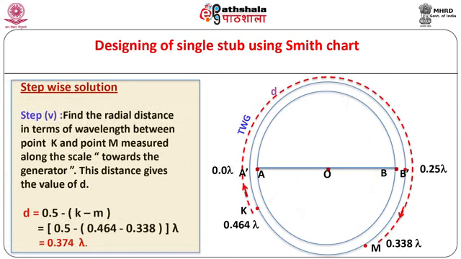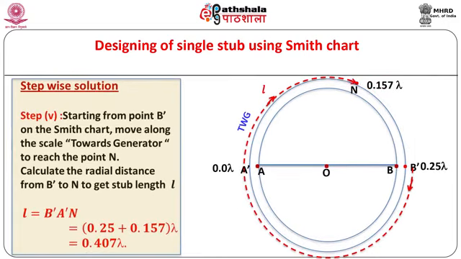Step number 5. For determination of the distance of the stub from the load, proceed as follows. Find the radial distance in terms of wavelength between point K and the point M measured along the scale towards the generator. This distance gives the value of D. In this problem, we have D equal to KM, which is finally 0.374 lambda.